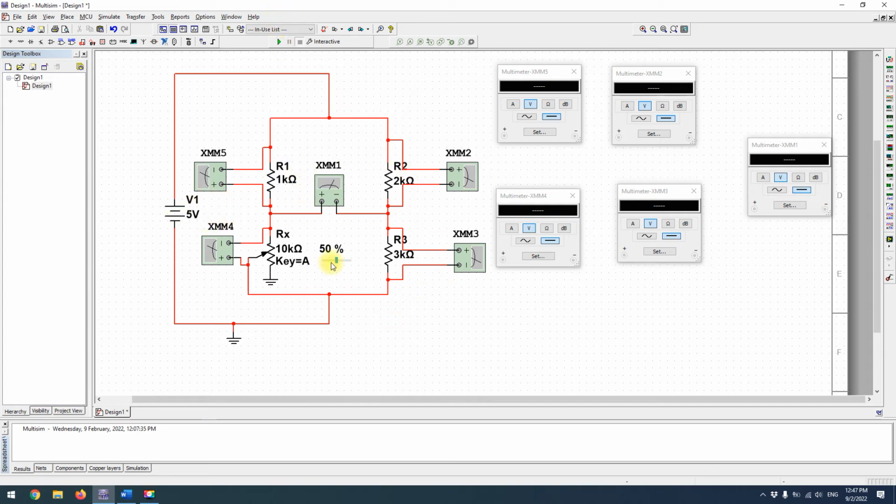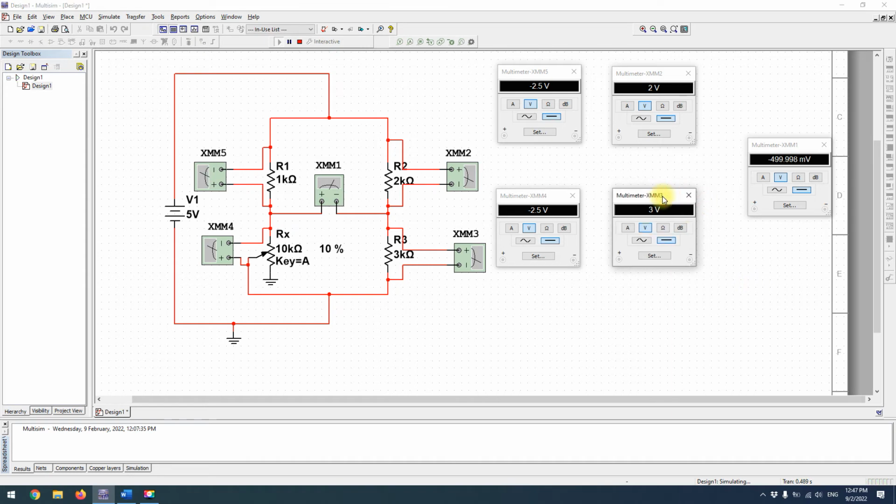Before I forget, we are taking our Rx to be 1K, so we need it to be at 10%. 10% is 1K. If you're not sure, maybe you can redo the previous lab, the potentiometer lab, so that you can identify how to use the potentiometer again. Now, there we go.